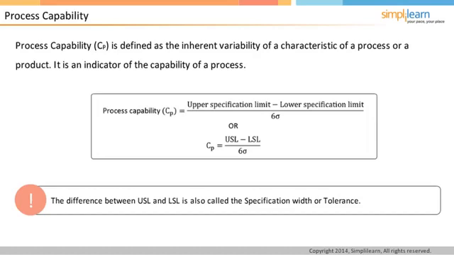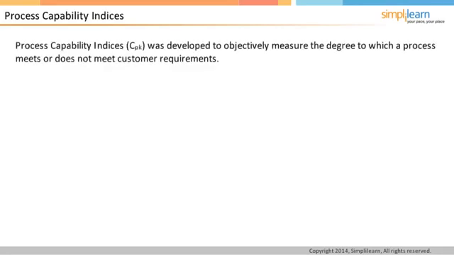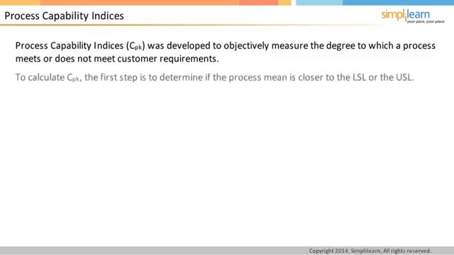Process Capability Indices, or CPK, was developed to objectively measure the degree to which a process meets or does not meet customer requirements. It was developed to account for the position of mean with respect to USL and LSL. To calculate CPK, the first step is to determine if the process mean is closer to the LSL or the USL. If the process mean is closer to LSL, CPKL is determined.